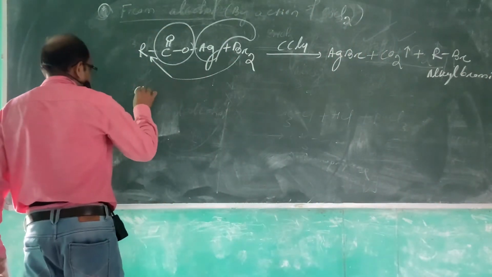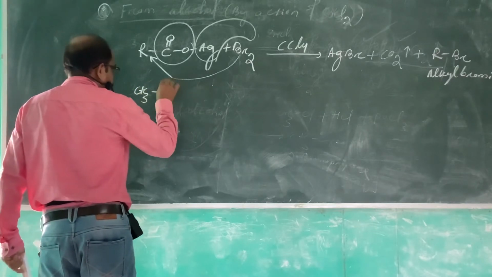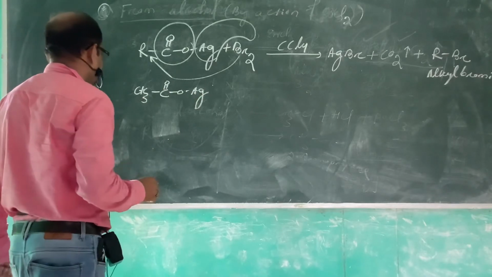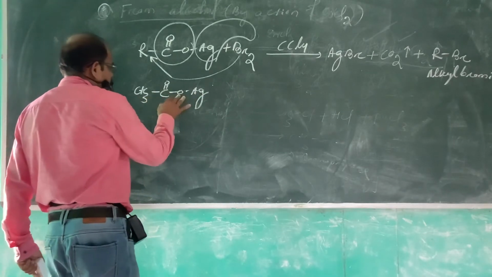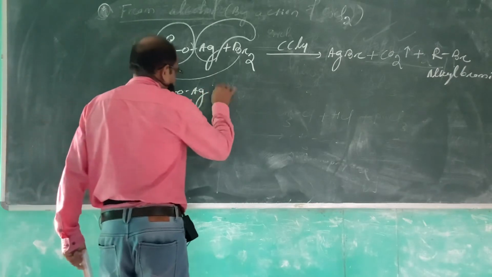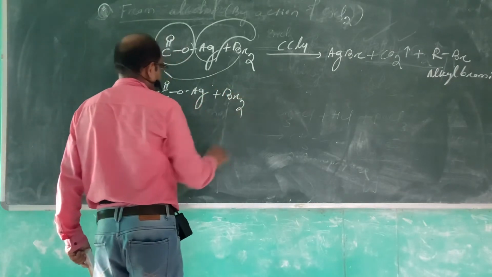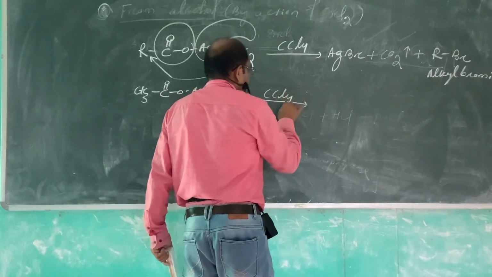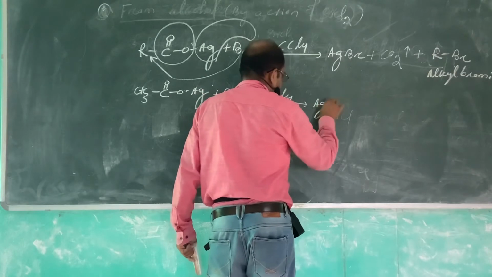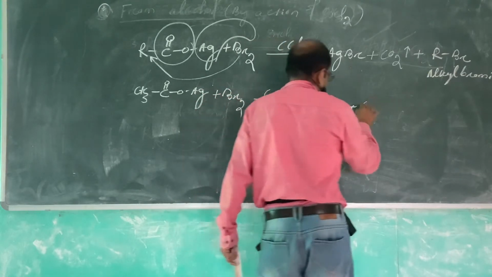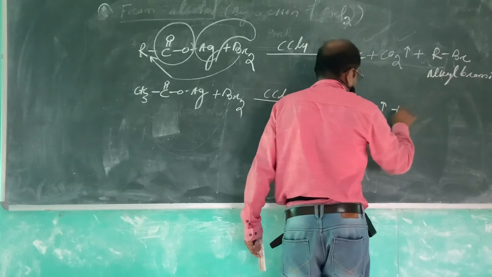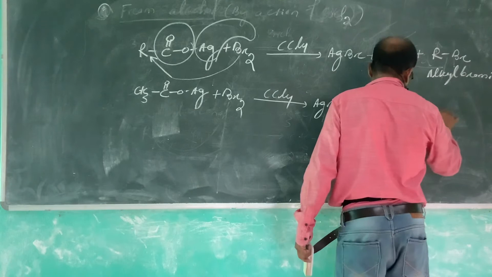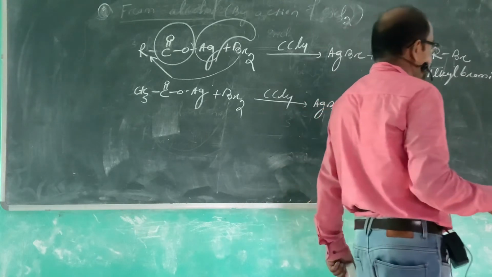Suppose we take silver salt of acetic acid, CH3COOAg, plus Br2. In presence of CCl4 we get silver bromide, carbon dioxide gas, plus methyl bromide, CH3Br.